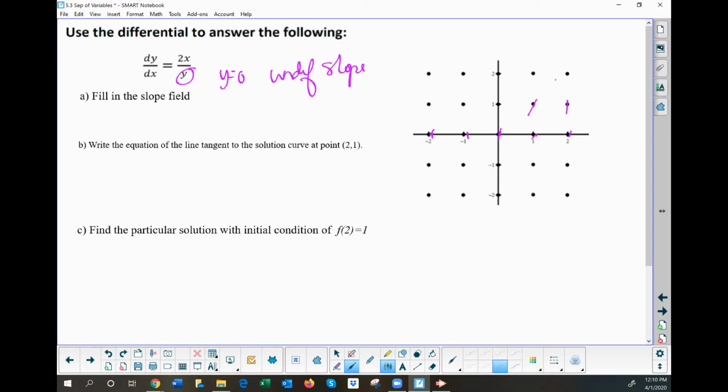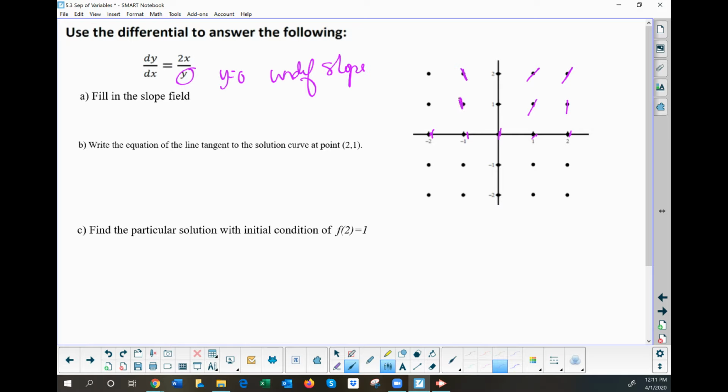And 1, 2. I'd have 2 divided by 2, which gives me a slope of 1. Should be a little flatter than the previous one, and so on. So you could go through and do the rest of these. I don't think you want to sit and listen to me doing them. Slope of 2, but it's negative. And you could fill in the rest of those. I think you guys got that down.